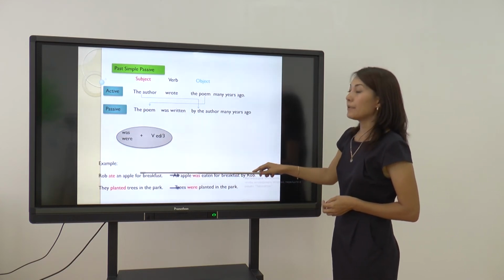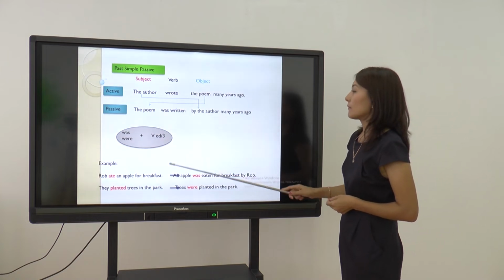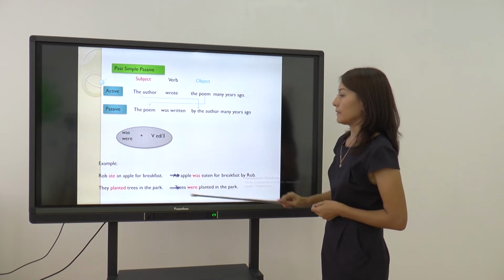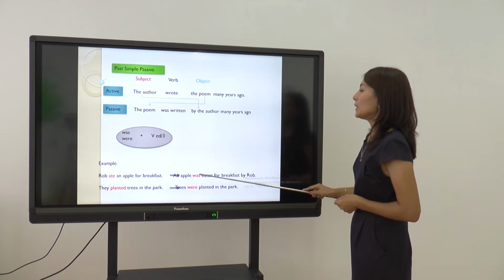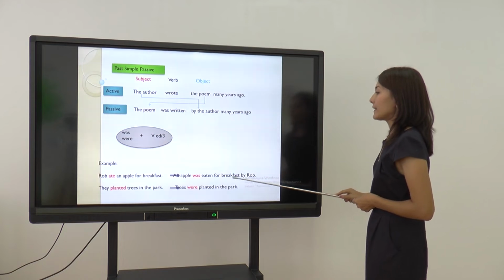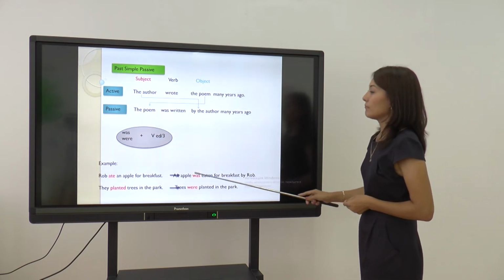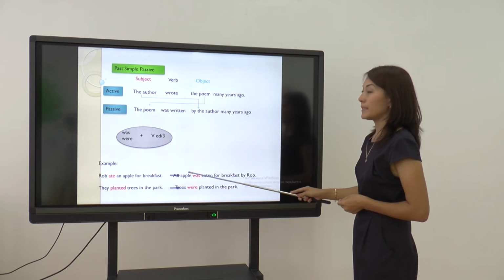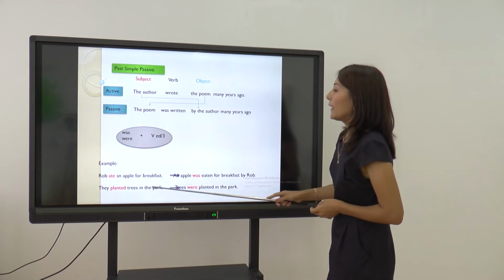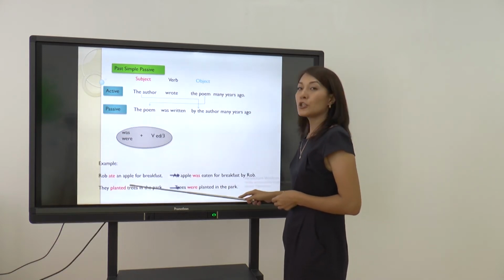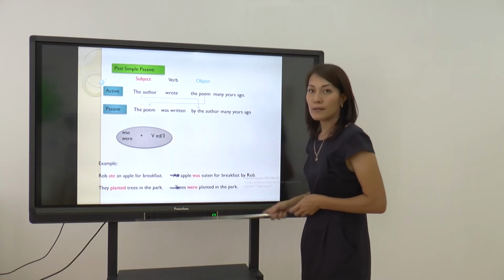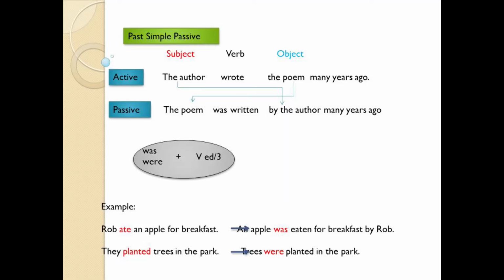Let's change active into passive. Rob ate an apple for breakfast. We'll start from apple, yes? An apple was eaten for breakfast by Rob. Was, because apple is singular. Good. Next, they planted trees in the park. We'll start from trees. Yes. Trees were planted in the park. Okay, good.